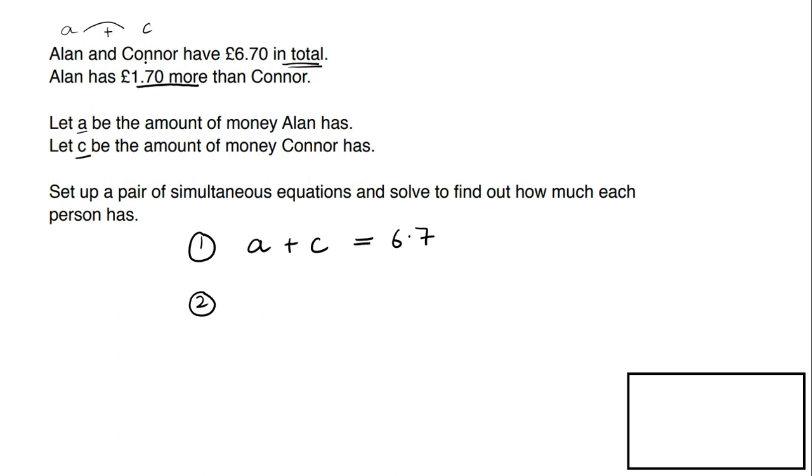But right now we don't have the value for Connor, we don't know the amount that Connor has. We just know that Connor is referred to as C, which means that if I want to figure out how much Alan has, the second equation that I make is A, that is Alan, is equal to 1.7 more than Connor, which means 1.7 added to the value of Connor, which we don't know right now, that's a C. Now these are my two equations. A plus C equals 6.7 and A equals 1.7 plus C.